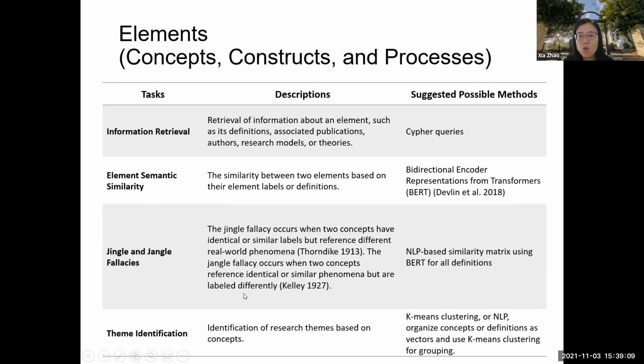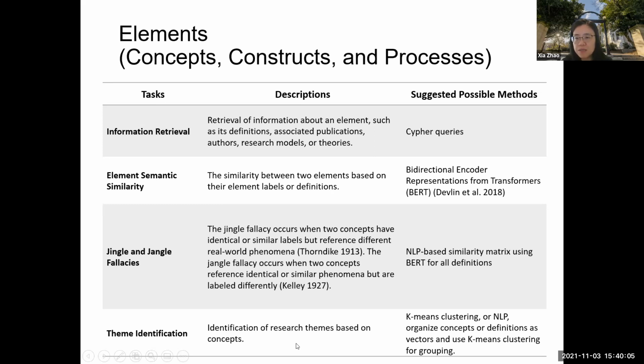So it's hard for human beings to find the similar concepts, or find the different concepts which essentially represent the same phenomena. Using the similarity measures, we can compare any two elements, and we can produce a similarity matrix. Then you can inspect the matrix and find out the elements with higher similarity level and the elements with lower similarity levels. And then you can further inspect those elements or their definitions to see whether there are any jingle or jangle fallacies.